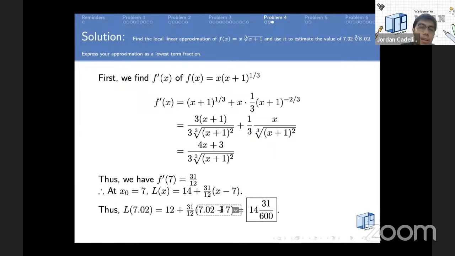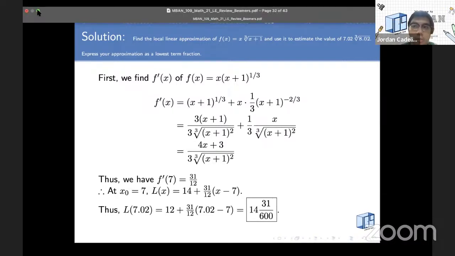So pag multiply natin dito, magiging 31 over 12 times 2 over 100. Cancel out yung 2 at saka 12, magiging 31 over 6 times 100. Kaya 31 over 600. And we add 14 dito para makuha natin ang 14 and 31 over 600.